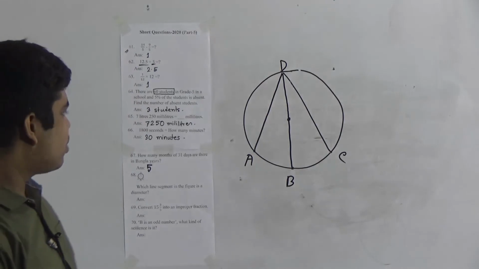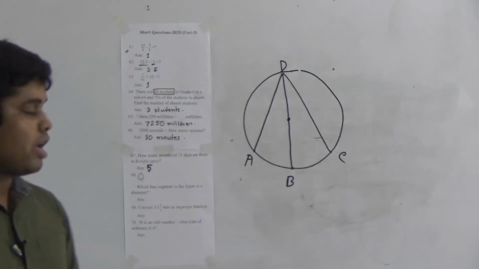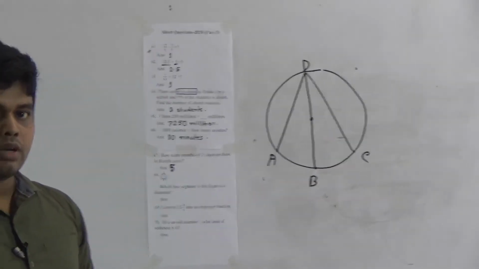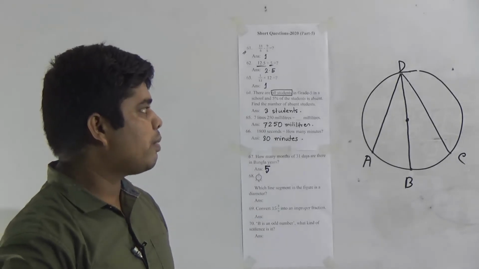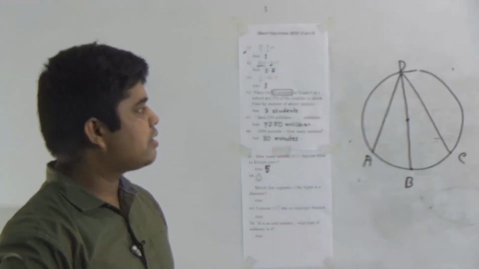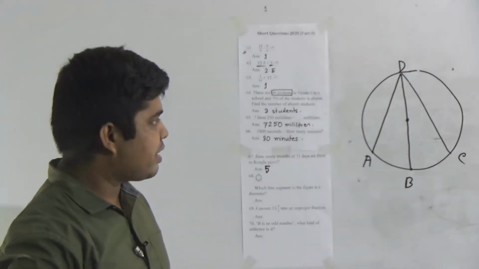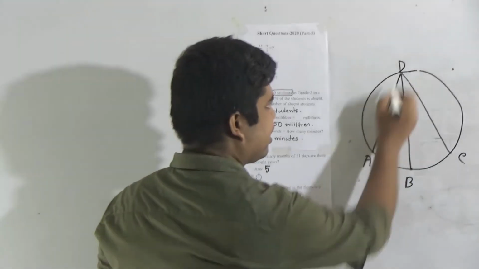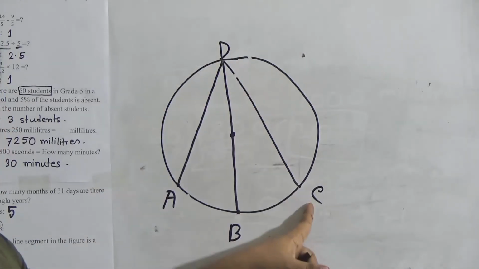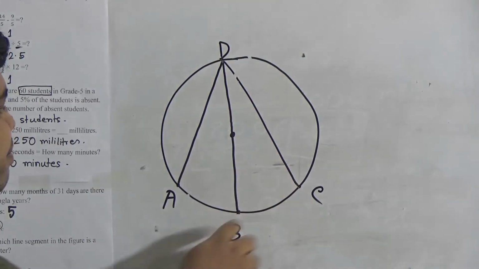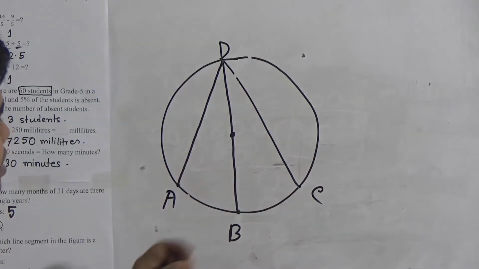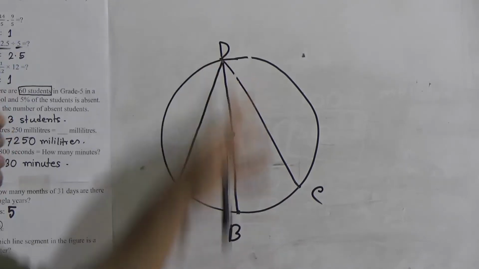Now we need to know which line segment is the diameter. To answer this question, at first you need to know the definition of diameter. What is the definition of diameter? A chord which passes through the center of the circle is called a diameter. Dear student, notice AD, it is a chord only because it doesn't pass through the center. CD is a chord only because it doesn't pass through the center, but BD is the chord which passes through the center of the circle. For these reasons, according to the definition, we call BD the diameter.